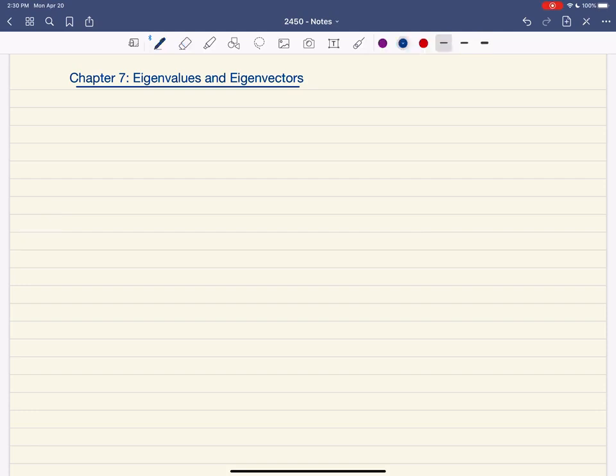All right, so here we're going to start chapter 7. And what we're going to do is talk about eigenvalues and eigenvectors. I want to describe this in a general linear transformation first, and then we'll apply this to a specific type of linear transformation, namely matrices. So let T be a linear transformation from a vector space V to itself.